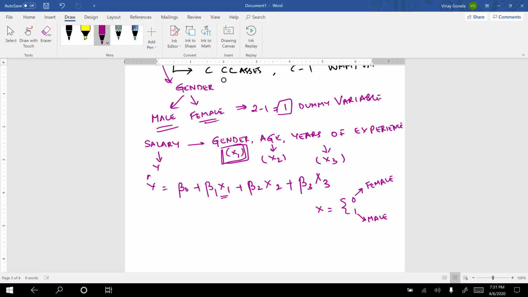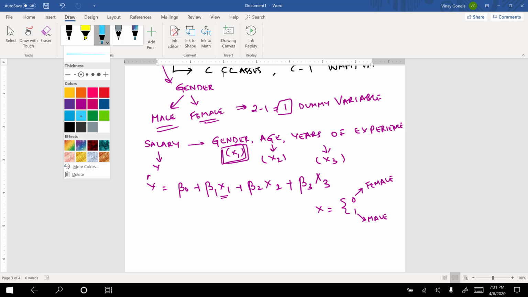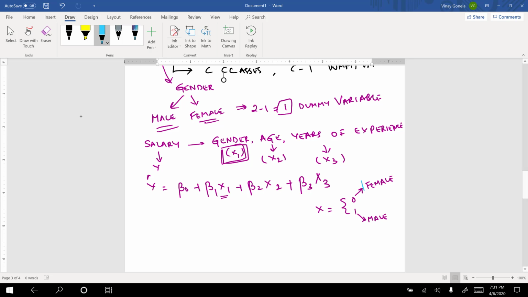So this actually leads you to two equations. This process is actually done by Excel or Minitab, but we need to understand this. If I have a data set which has female, it will put 0 for female. So y hat will become beta naught plus beta 2 x2 plus beta 3 x3, because the beta 1 expression is gone now. So this is, suppose, equation 1.